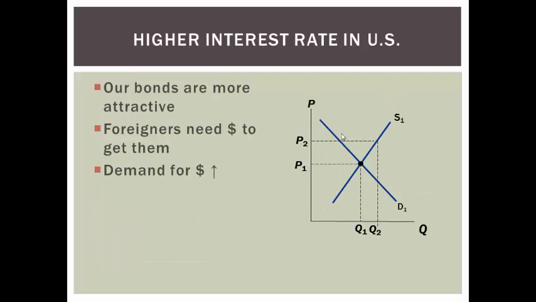Finally, let's see what will happen when we have higher interest rates in the United States. Let's say we have higher interest rates on our bonds or maybe some other financial assets. So we are paying more for people to save money in our country, which means that foreigners are more attracted to our financial markets, which means they need more dollars. When they need more dollars, demand for dollars increases, and the dollar is going to appreciate. We move the demand curve to the right. As a result, the exchange rate increases and the dollar appreciates.